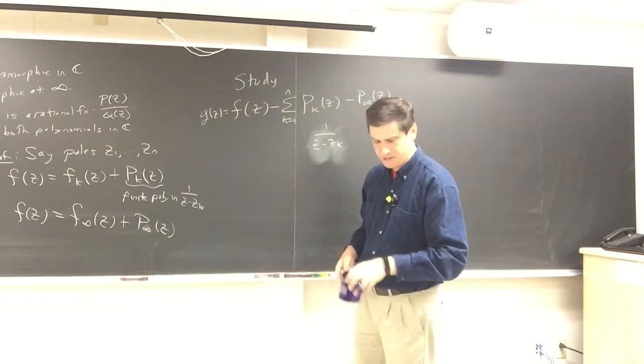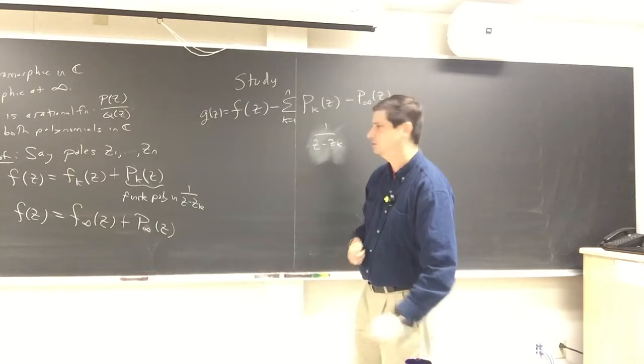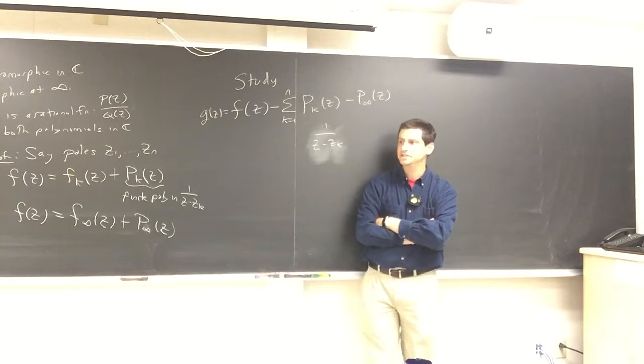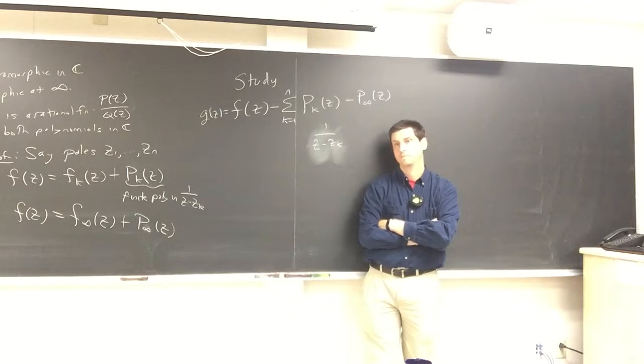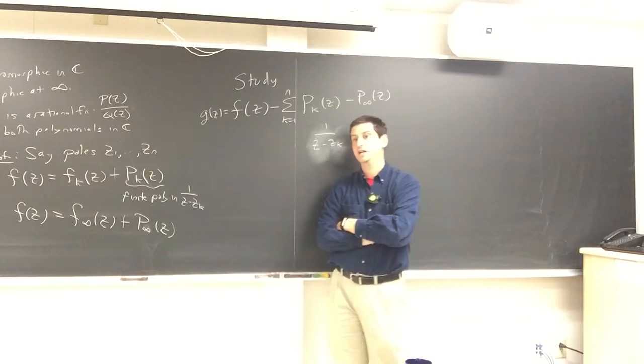Do we have to worry if any of the zk's is actually 0? Because infinity and 0 are in some sense conjugate. 1 over 0 is going to the point infinity. So do we have to worry if one of the zk's is 0? Does this argument break down?